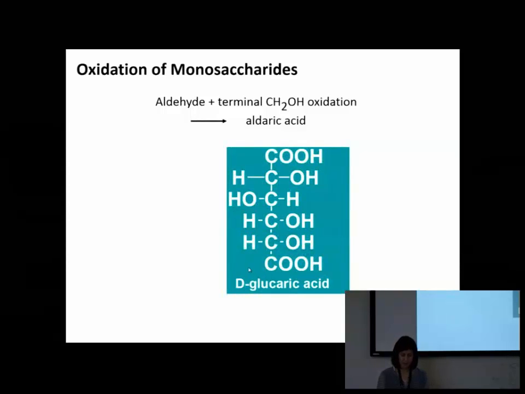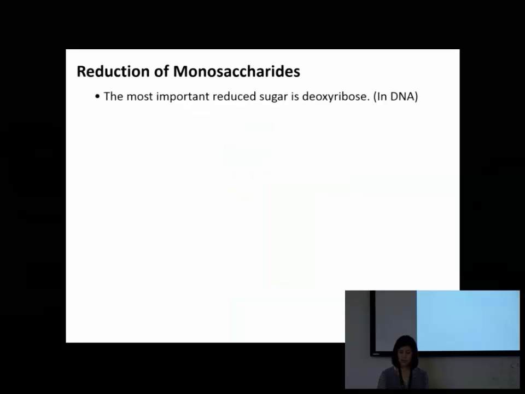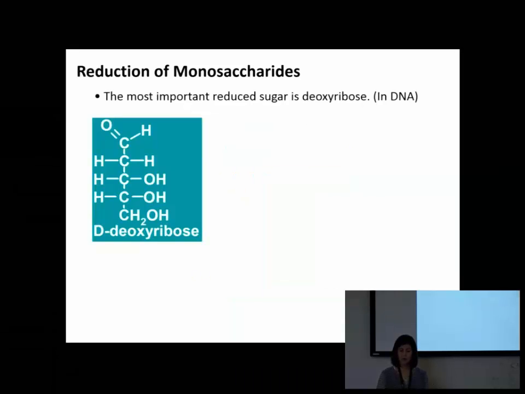We can also reduce them. One of the most important reductions is where we've taken out an OH on carbon number 2 on ribose. Remember, ribose is an aldopentose, and there's got to be an OH on every single carbon except for the one that's an aldehyde. Here we've gotten rid of the OH, so that's why we call it deoxyribose in DNA. We've reduced an alcohol to just a hydrocarbon.